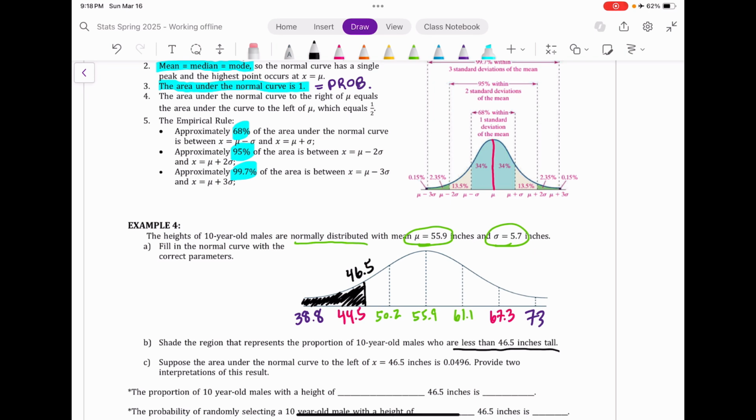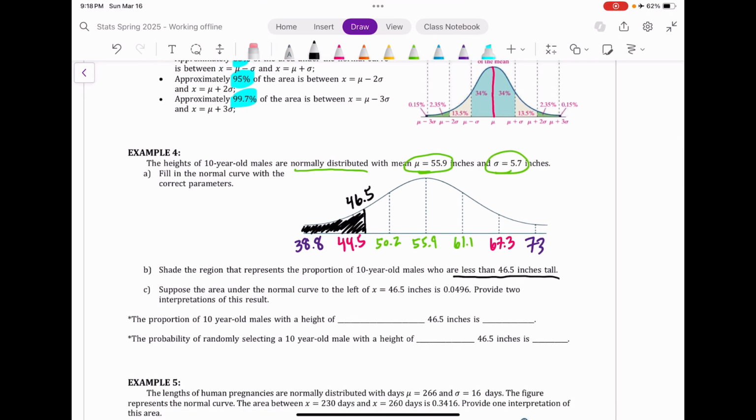So there's a couple of interpretations for this shaded region. On part C, it says, suppose the area under the normal curve to the left of 46.5 inches is 0.0496. So we want to provide 2 interpretations for this result. The 2 interpretations when we're shading an area under a distribution curve is we can relate it to the proportion of that population that we're looking at, or we can see it as the probability of randomly selecting someone from that population.